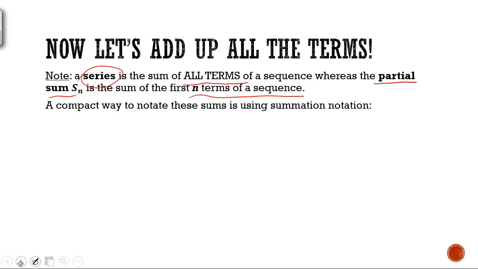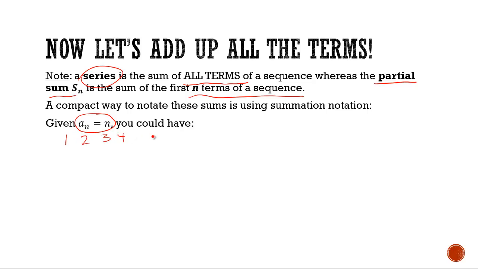So there's a compact way to notate these sums. Let's say you have, for example, this nth term, and all this means is that if n is 1, your term is 1, so this sequence is actually just 1, 2, 3, 4, and so on. But this could be written in various ways. So let's just take a look at the notation.